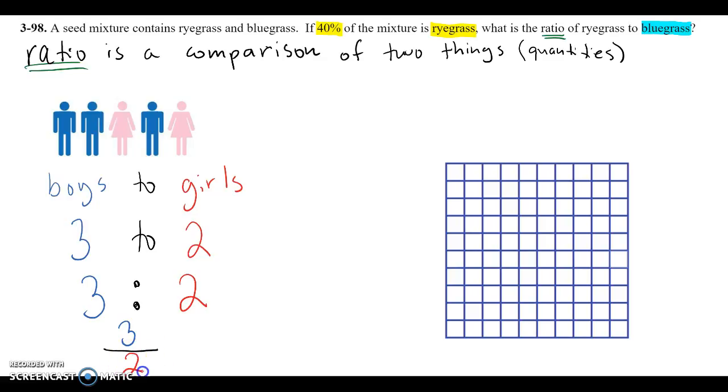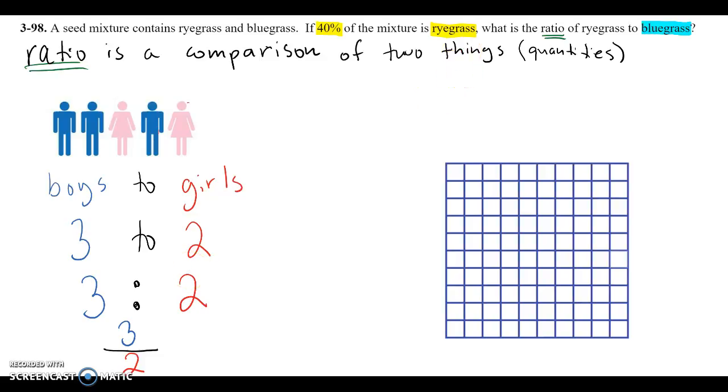Now, ratios are a comparison. It's not a portion. I'm not saying that I have 3 out of 2. That doesn't even make sense, that 3 out of 2 humans are boys. No, it's not what it's saying. It's saying that if I have 3 boys here, I have 2 girls. 3 boys, 1, 2, 3, and 2 girls. So that's a ratio. It's a comparison.